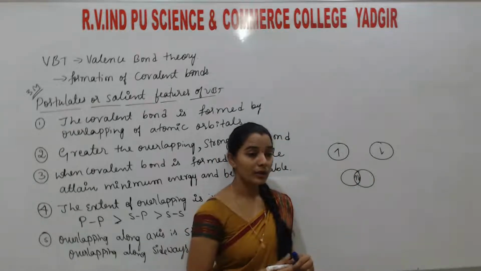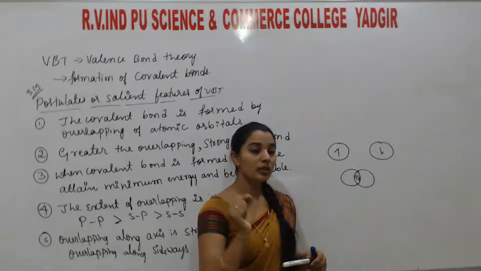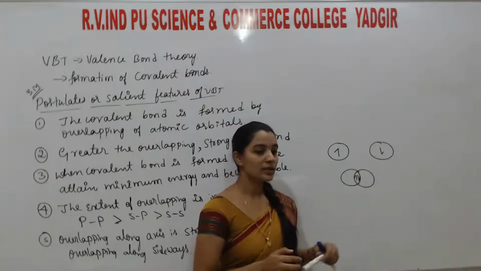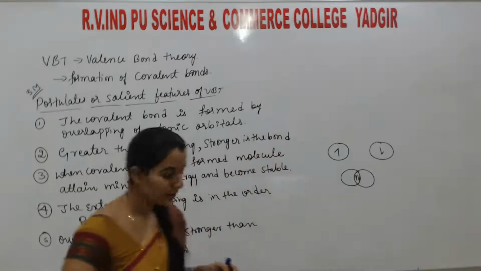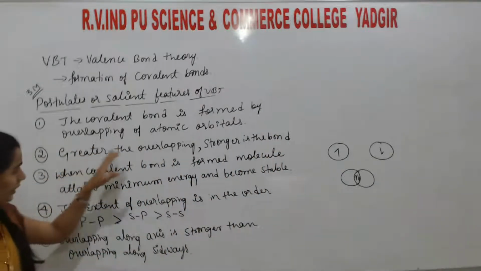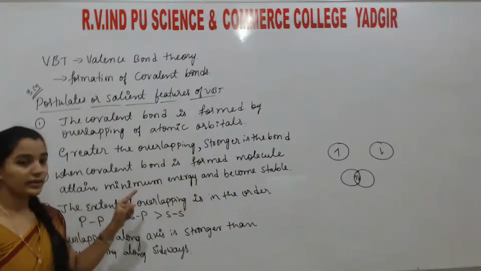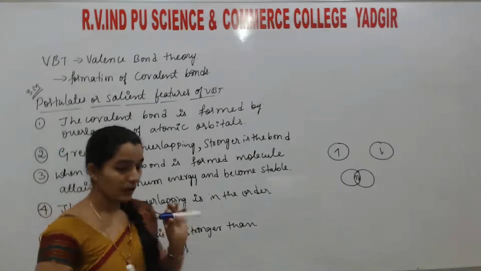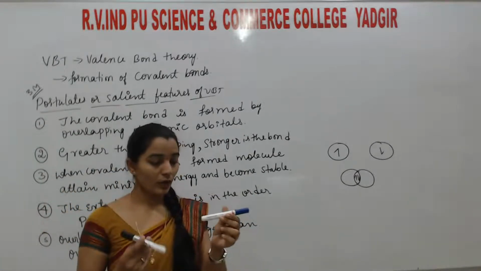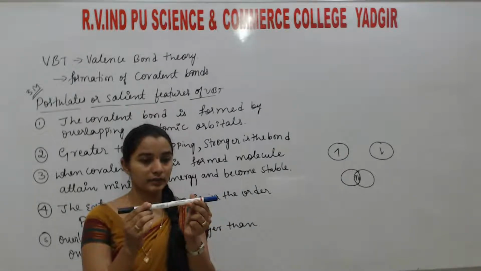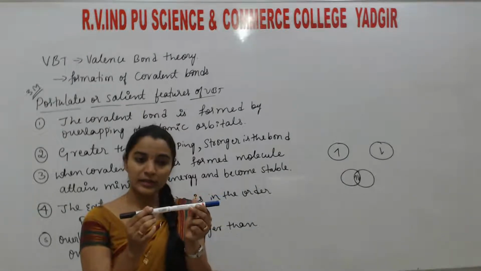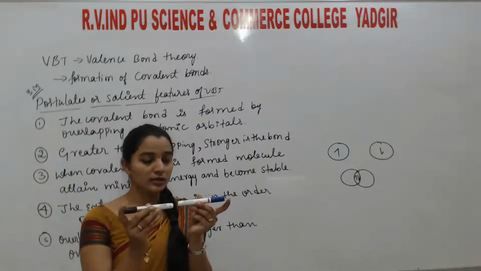The atomic orbitals having electrons with opposite spin overlap. Understand? Next, the greater the overlapping, the stronger the bond. Listen here. This is the overlapping surface. Here the bond is weak, they are not overlapping at all, they are exactly touching.